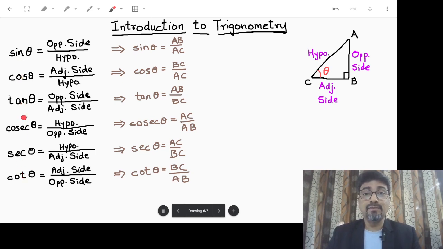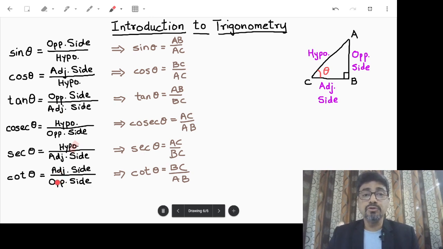And what were the definitions of these six trigonometric ratios? Sine theta was opposite side upon hypotenuse, cos was adjacent side upon hypotenuse, tan theta was opposite side upon adjacent side, cosec, which was reciprocal of sine, that is hypotenuse upon opposite, sec, which was reciprocal of cos, that is hypotenuse upon adjacent, and cot, which was reciprocal of tan, that is adjacent upon opposite side.